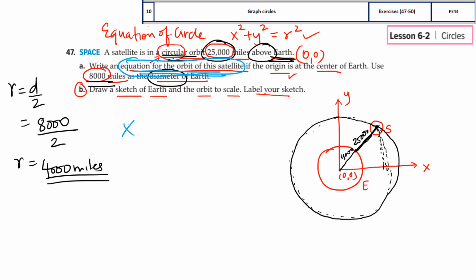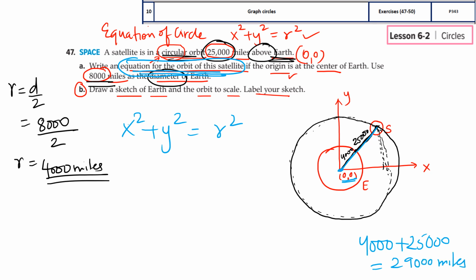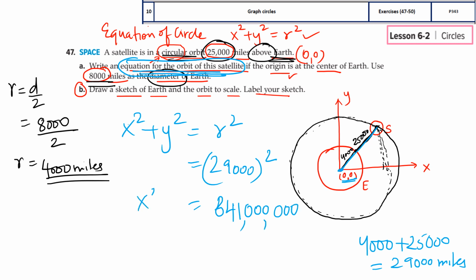So that means x square plus y square equal to r square. X and y will remain the same. Why? Because the center of the orbit is also 0, 0. So the same equation works. But this radius is now more. How much? 4,000 plus 25,000. So total radius is 29,000 miles. So I will now just plug in this value in place of r, and then you can use your calculator to square this big number. It comes out to be 841,123,456. Yes. So that's your equation, x square plus y square equal to this big number.